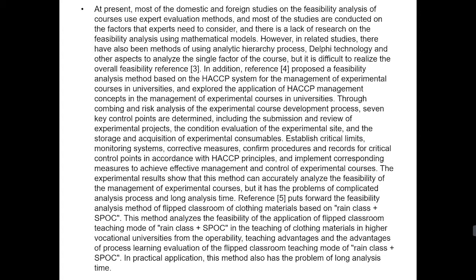7 key control points are determined, including the submission and review of experimental projects, the condition evaluation of the experimental site, and the storage and acquisition of experimental consumables. Establish critical limits, monitoring systems, corrective measures. Confirm procedures and records for critical control points in accordance with HACCP principles, and implement corresponding measures to achieve effective management and control of experimental courses.